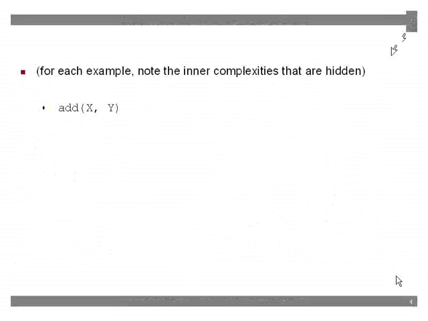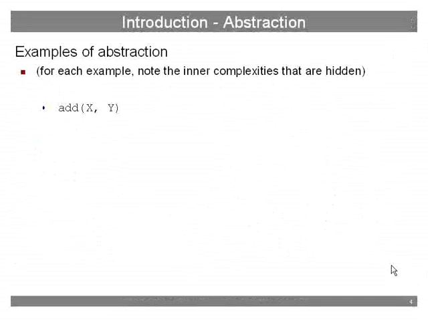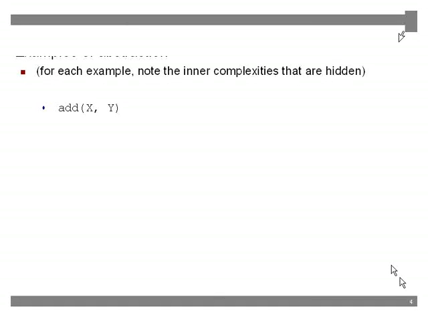The first example we've already seen, add. As the user of add, I don't need to know about increment and repeat. Those details are hidden from me. I need only to know how to use add, pass in x and y. That's an example of abstraction. Add is abstracting, is hiding the details of the increment and repeat.